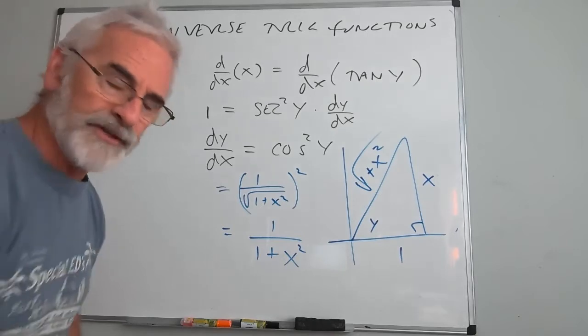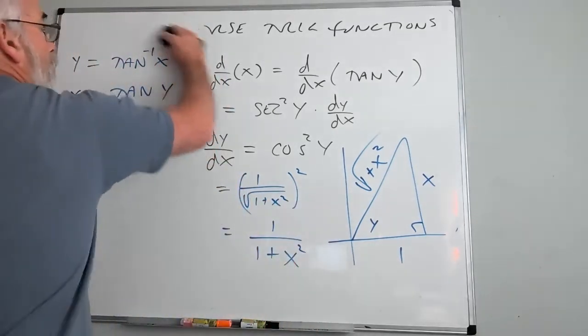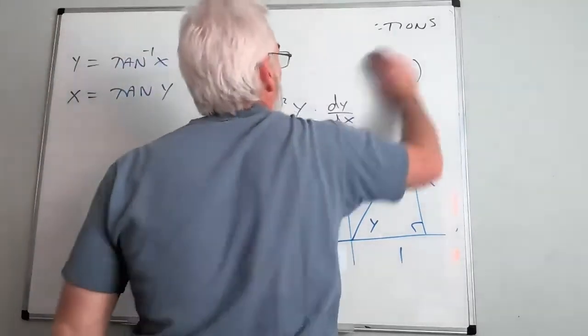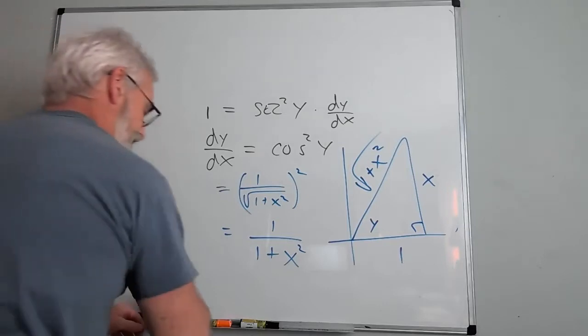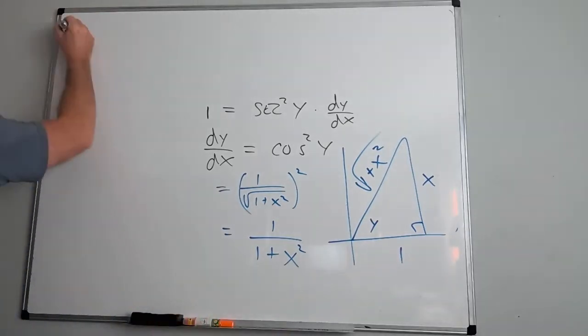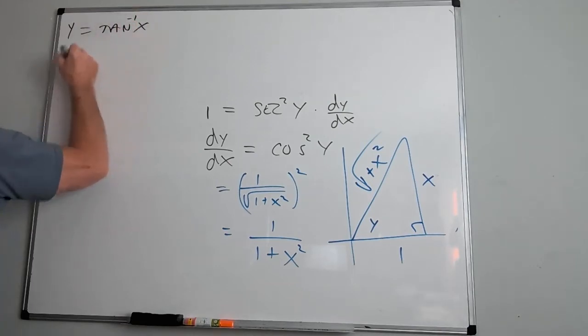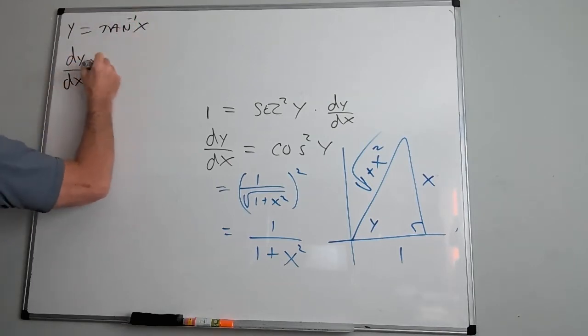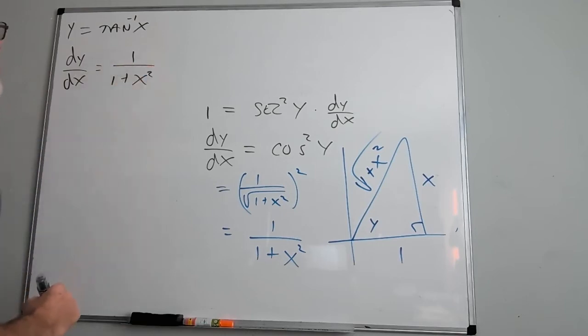I'm going to show you a picture that hopefully will make this make a little more sense. Let me erase this. Okay. So I'll summarize it up at the top. Y equals the inverse tan of x, dy dx equals 1 over 1 plus x squared. That is a true mathematical statement.